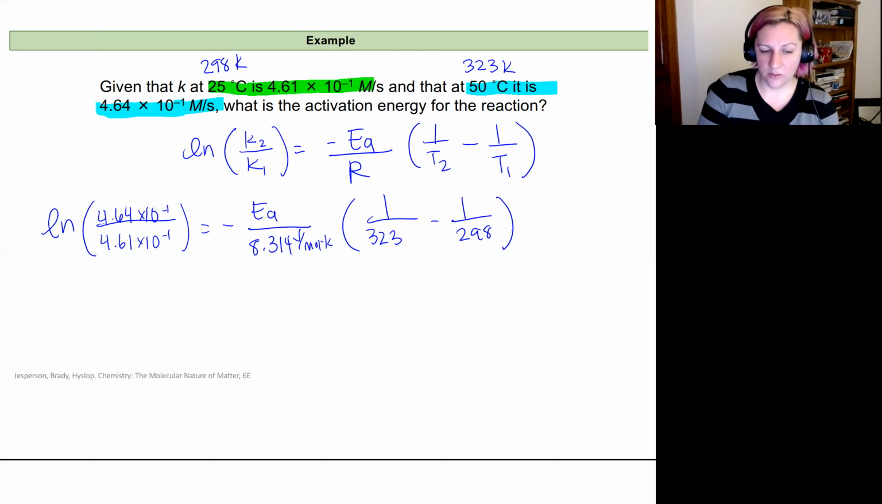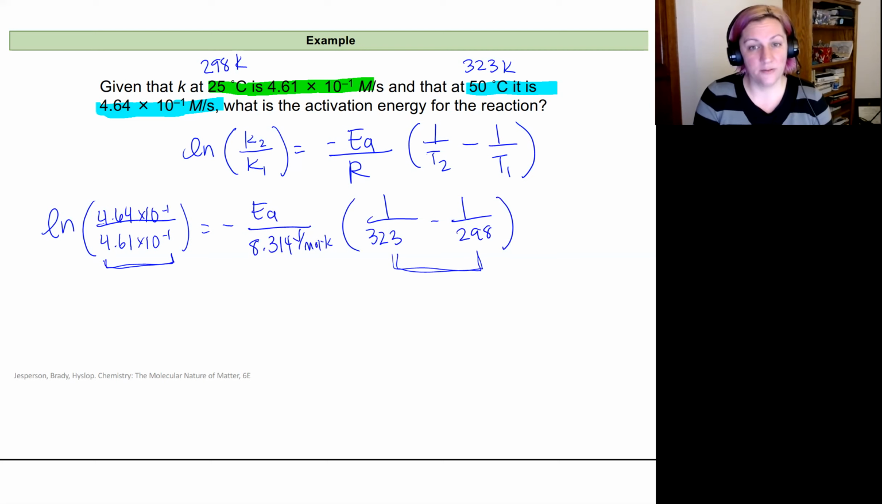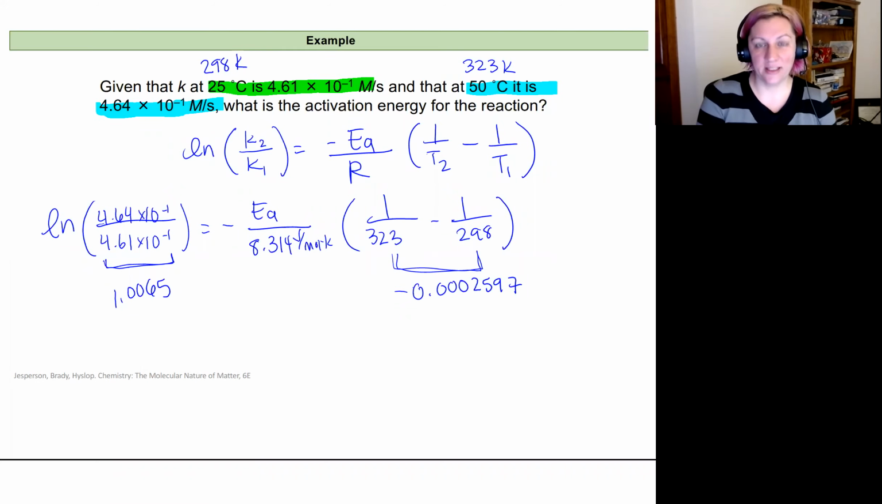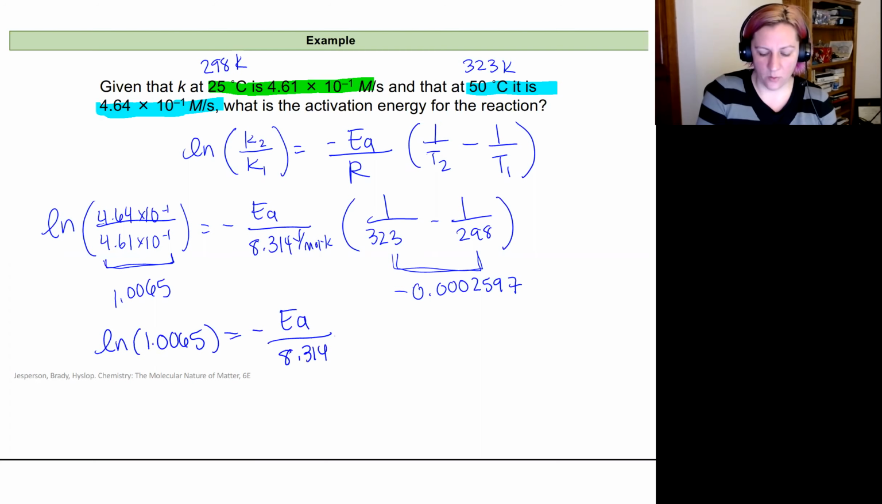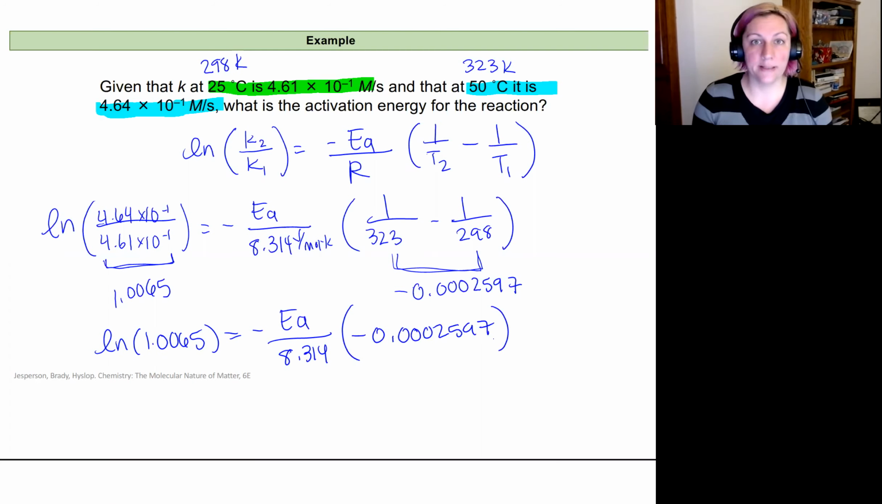And so when you're doing this, I typically plug in this value here first and this value here first, just so I've got something I can backtrack to if I need to double check myself. So let's do that really quick. So I could then rewrite this. I plug these into my calculator as natural log of 1.0065 is equal to negative EA divided by 8.314 times negative 0.0002597. So double check if you're getting to that point, same as me.